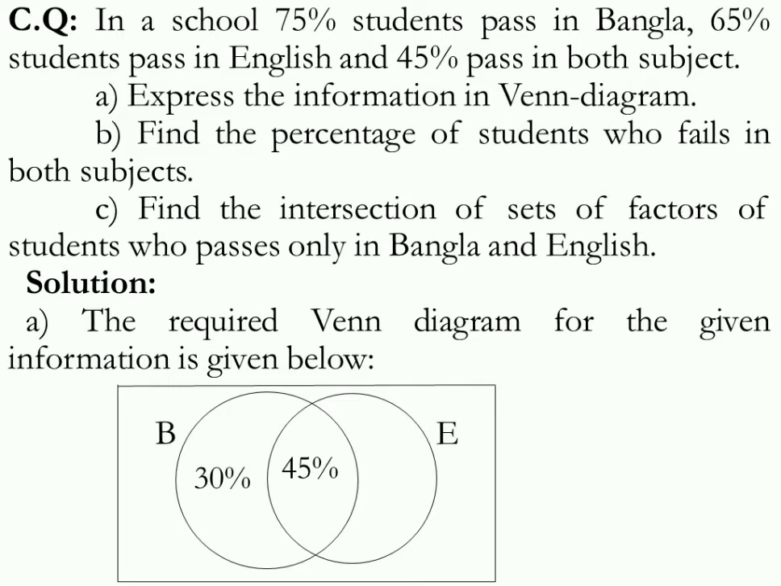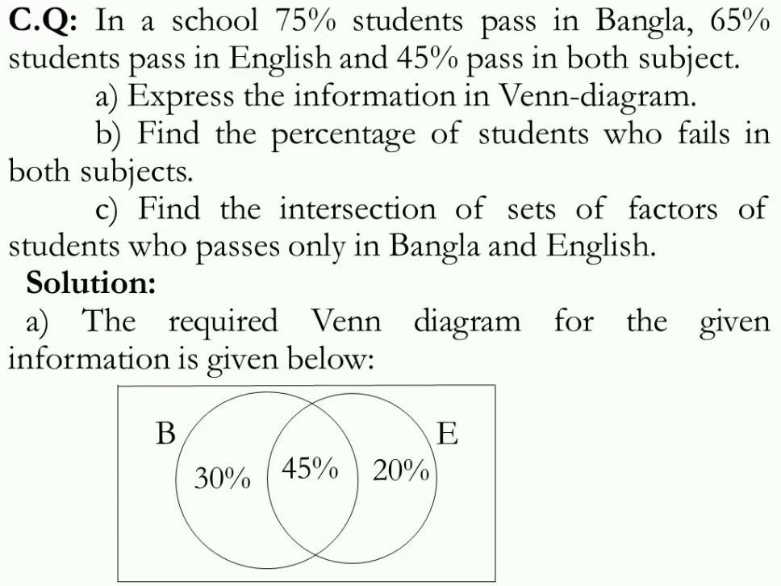And similarly, if we subtract the common percentage from the total percentage of students who pass in English, it should be 20% pass in only English. So this is how we have expressed all the information in the Venn diagram.